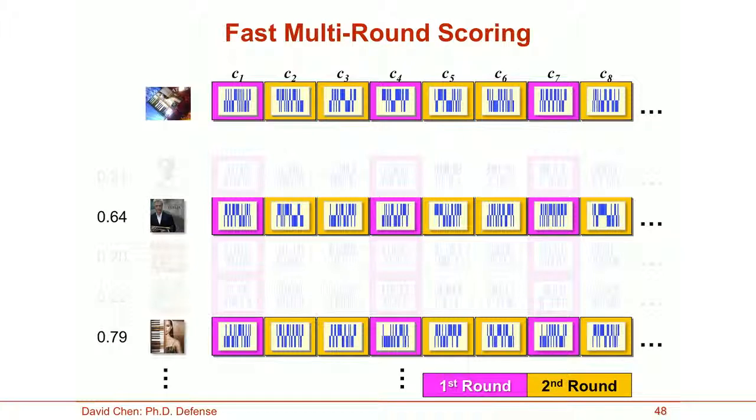At the end, we obtain the full correlation scores for a subset of these most similar database images. By carefully controlling the number of codewords visited in the first round and the number of images visited in the second round, we can get a several-fold speed-up in the computation without any loss in the matching accuracy.